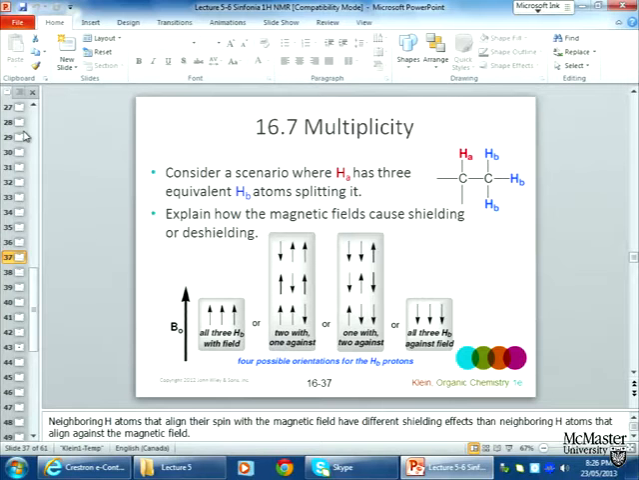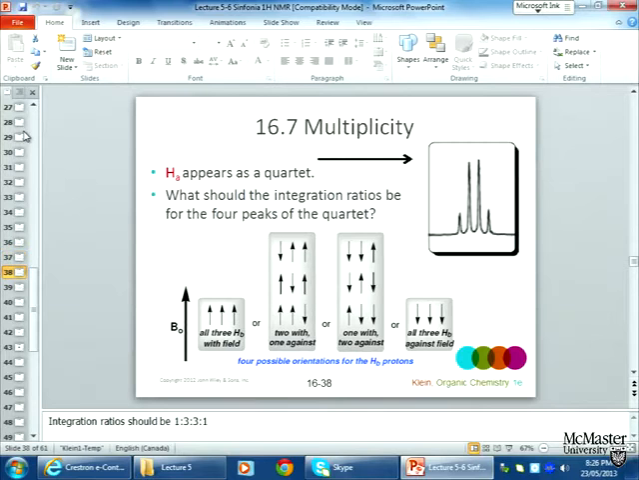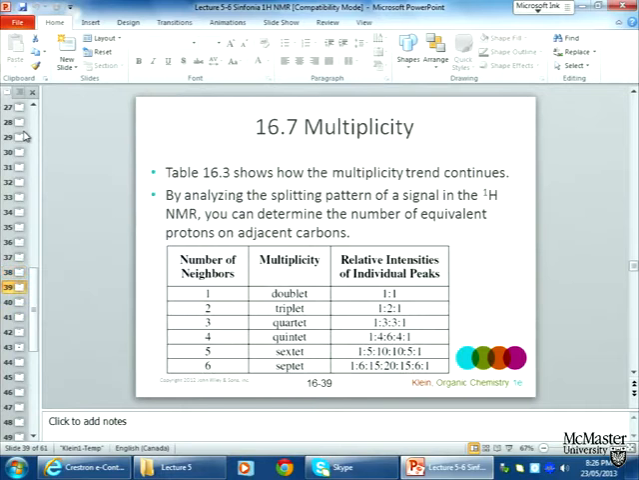All right. So we get a 1 to 3 to 3 to 1 quartet. And slide 38 shows you what a quartet looks like. In fact, we can continue this process. You can make a little table. Number of neighbors, multiplicity, relative intensities. 1 neighbor, doublet, 1 to 1. 2 neighbors, triplet, 1 to 2 to 1. 3 neighbors, quartet, 1 to 3 to 3 to 1. And so on.